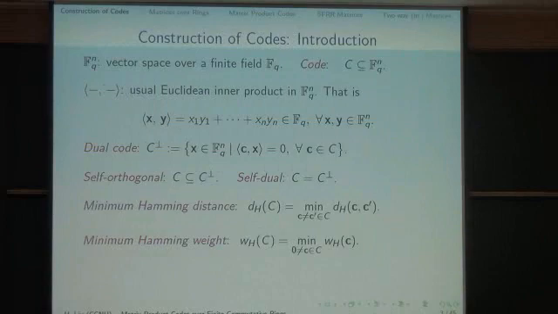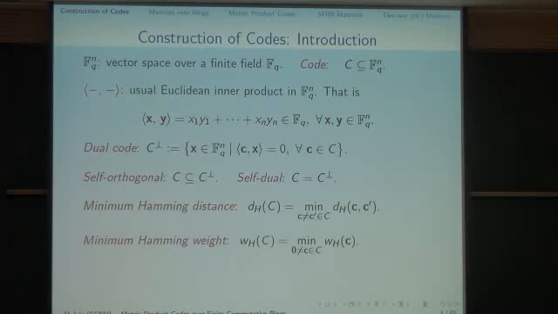First, I want to introduce some constructions of codes. Before that, I want to give some general introduction to coding theory. Let F_q^n denote the vector space over a finite field F_q, and any subset of F_q^n is called a code. In F_q^n we have the Euclidean inner product, defined by taking two vectors x and y, and their inner product is x1 times y1 plus up to xn times yn.